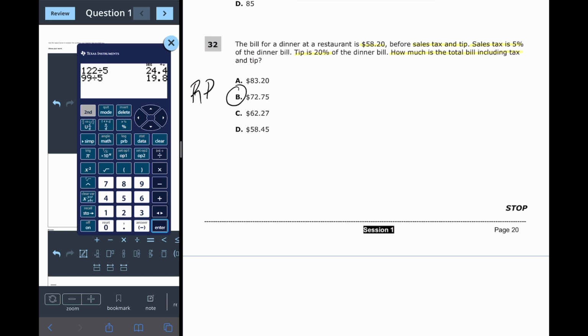Okay. So I'm going to show you, I think I could actually show you two different ways, but I'm going to show you the first way that I find is the easier. So let's kind of break this down. We know the dinner is $58.20.